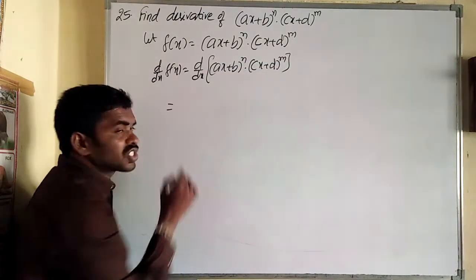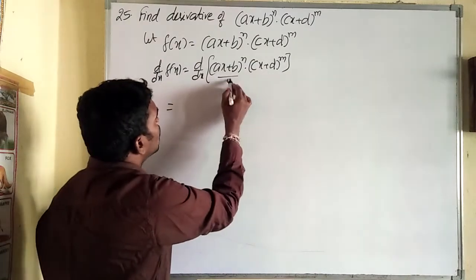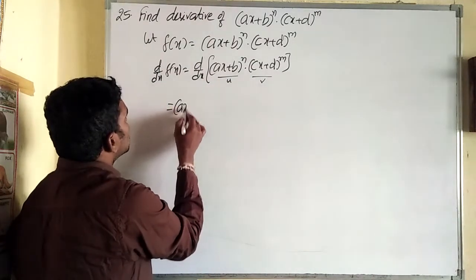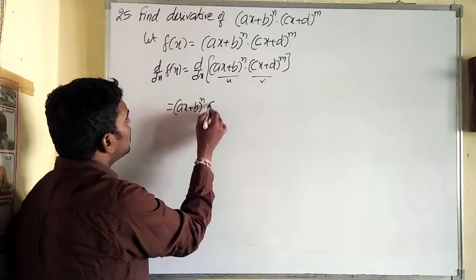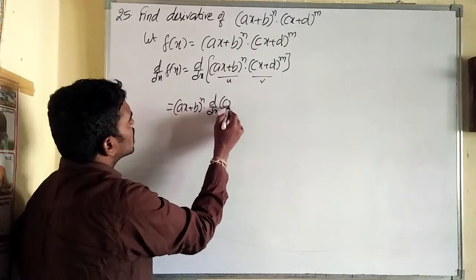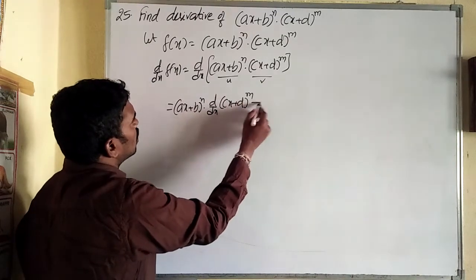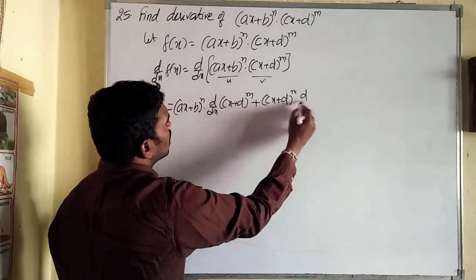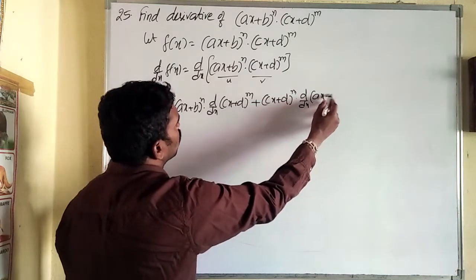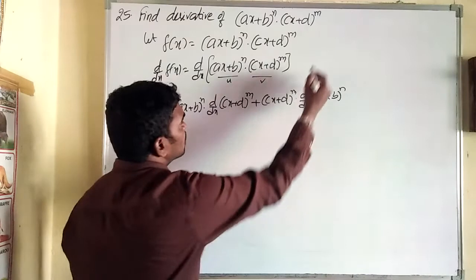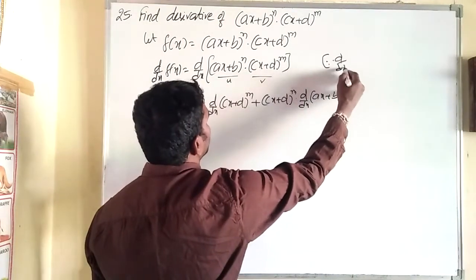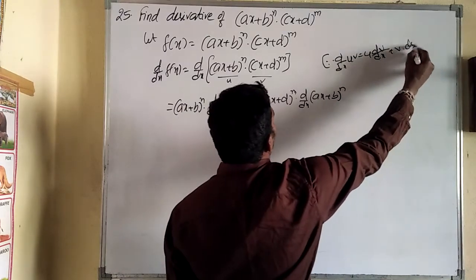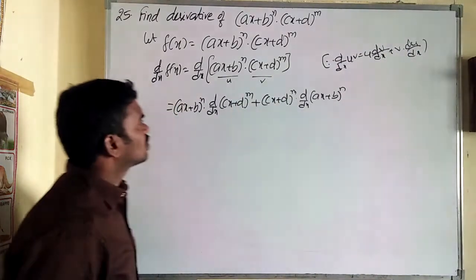So which formula first? First the u into v formula. So u, that is (ax plus b) whole power n, into the derivative of v, that is (cx plus d) whole power m, plus v, that is (cx plus d) whole power m, into d by dx of (ax plus b) whole power n. So which formula did we use here? The d by dx of uv formula: u into dv by dx plus v into du by dx.